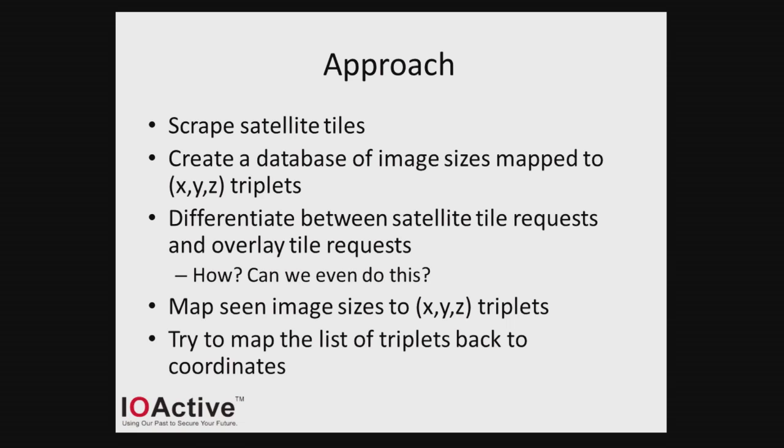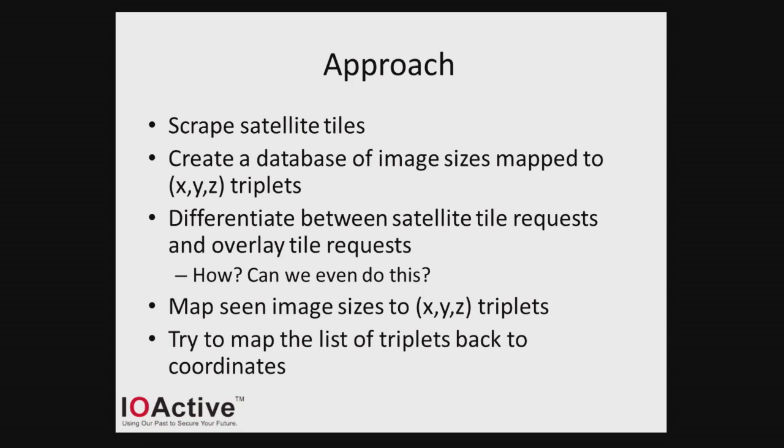So you scrape all these tiles, all these images, and then you create a database. And for the record, I only scrape the satellite tiles, not the overlay tiles. And then you create this database, and you map all these image sizes to XYZ triplets, right? And then there's one problem. How do you differentiate between the satellite tile requests and the overlay tile requests? Because you're just sniffing a connection, and it's all encrypted, and you need to differentiate between that, so you can only take the responses that you're interested in, namely the responses of the satellite tiles, because that's what I've created the database for.